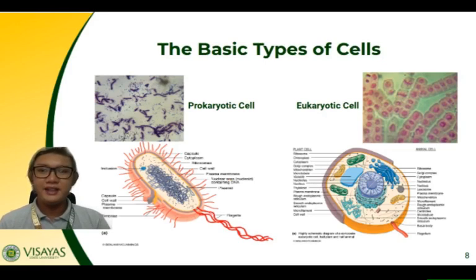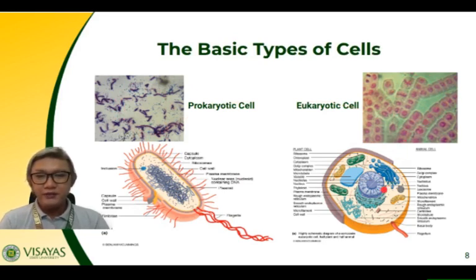Now, how does a eukaryotic cell differ from a prokaryotic cell? Okay? So this is a theoretical representation of a eukaryotic cell. Well, this is a representation of a prokaryotic cell. These are actual prokaryotic cells, while this is an actual image of a eukaryotic cell.